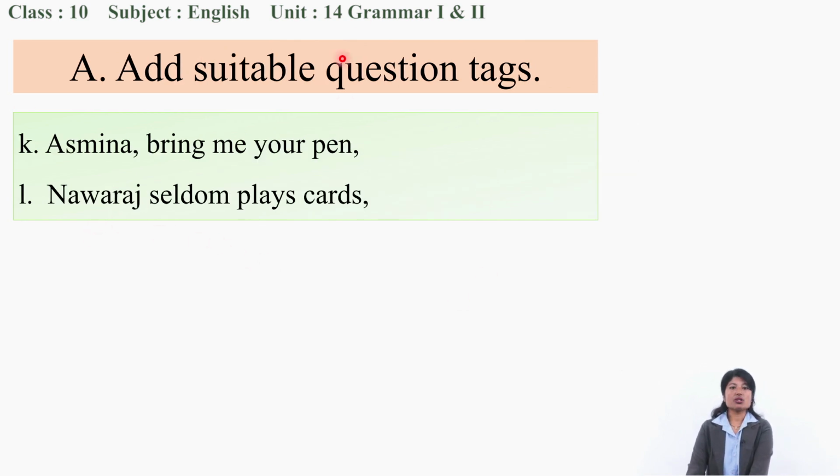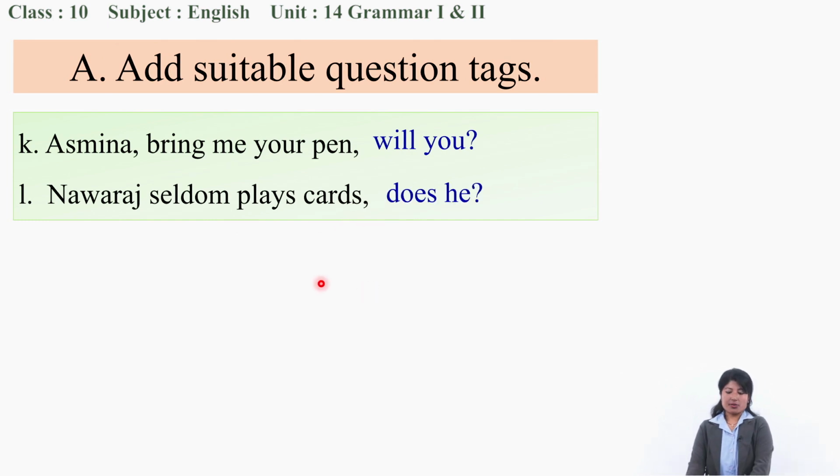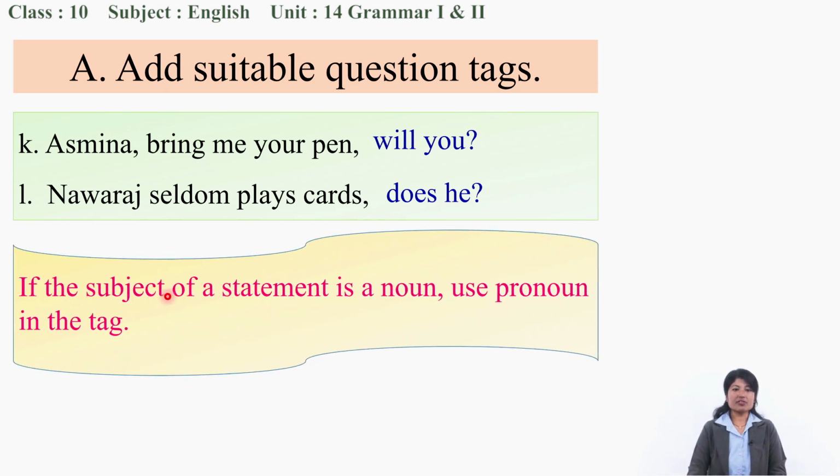Let's continue. K. Asmina, bring me your pen. What will be the tag? Yes, will you? L. Navaraj seldom plays cards. Does he? Right? So what we can talk over here is, if the subject of the statement is a noun, use a pronoun in the tag. Use pronouns like Asmina is here, Navaraj is there, and they are used as you and he over here. Pronoun is there.